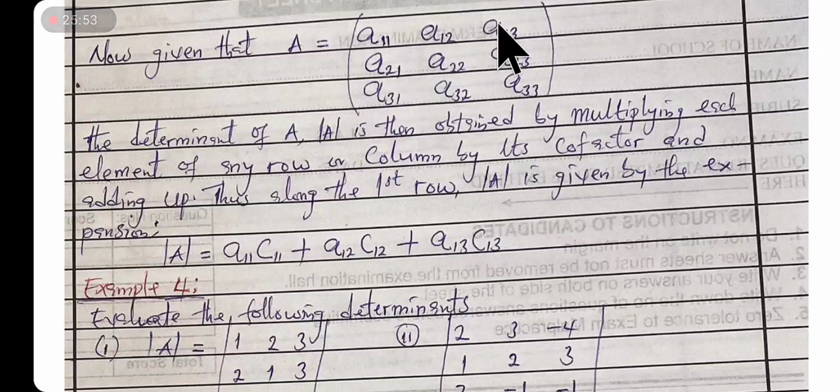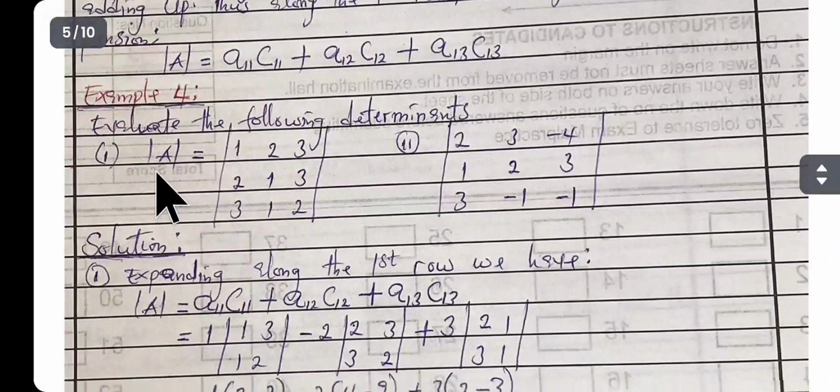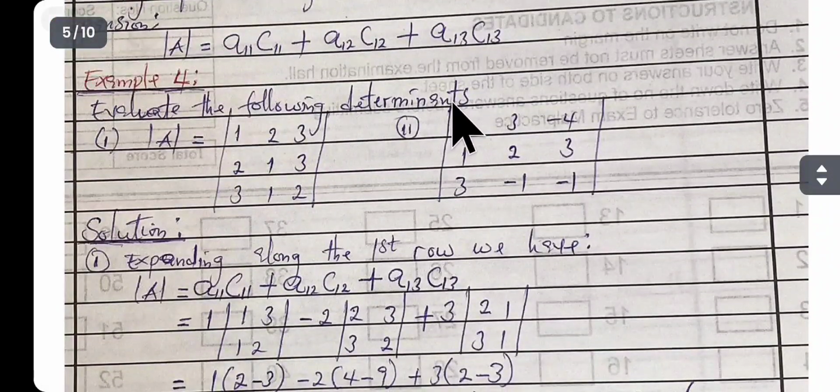If you are going row-wise, this first row, you are going to use each of the elements in the first row multiplied by its cofactor: A12 multiplied by its own cofactor plus A13 multiplied by its own cofactor. Now look at this example. Evaluate the following determinant. A is equal to this determinant. This is another determinant again.